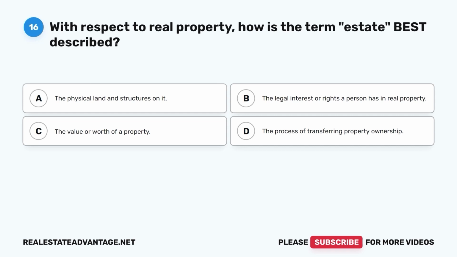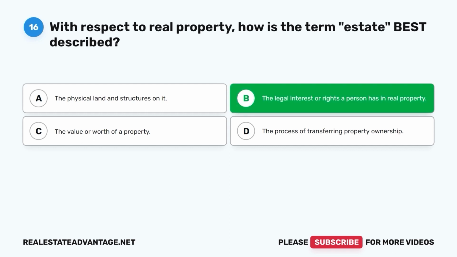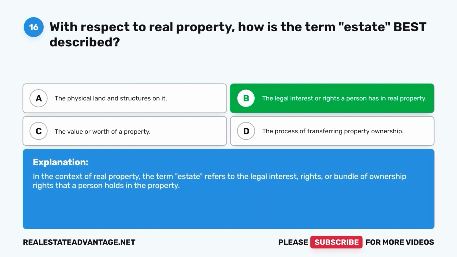Question 16. With respect to real property, how is the term estate best described? A. The physical land and structures on it. B. The legal interest or rights a person has in real property. C. The value or worth of a property. D. The process of transferring property ownership. The correct answer is B. The legal interest or rights a person has in real property. In the context of real property, the term estate refers to the legal interest, rights, or bundle of ownership rights that a person holds in the property.